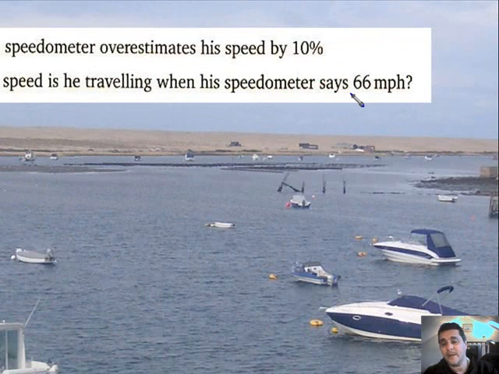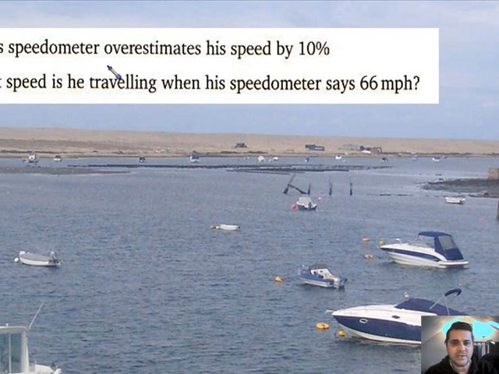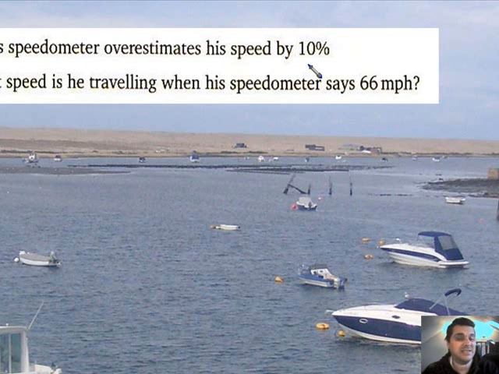So let's just decode that. His speedo says I'm going 66 miles per hour, but actually that's an overestimate. So my true speed is something less than 66, maybe 60, maybe 59, we don't know. So what we've got here is a reverse percentage type problem. His speedo overestimates his speed by 10%. In other words, 100% of his true speed plus 10% of his true speed comes to 66 miles per hour that we see there in the question.